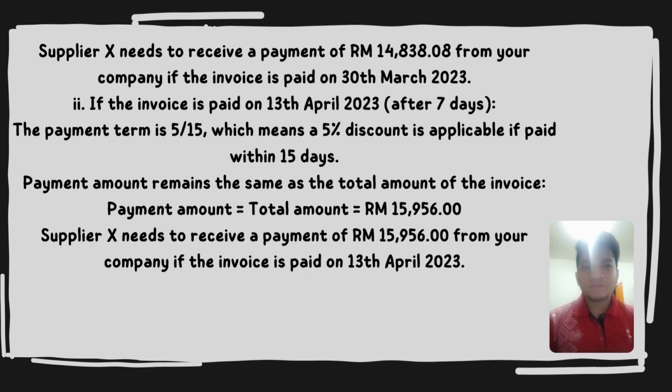Number 2 is, if the invoice is paid on 30th April 2023, the payment term is 5/15, which means a 5% discount is applicable if paid within 15 days. But the payment amount remains the same as the total amount for the invoice. Payment amount, total amount is 50,956 ringgit. Supplier X needs to receive a payment of 50,956 ringgit from your company if the invoice is paid on 30th April 2023.